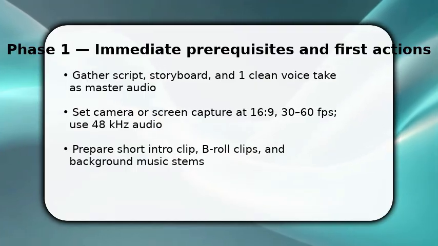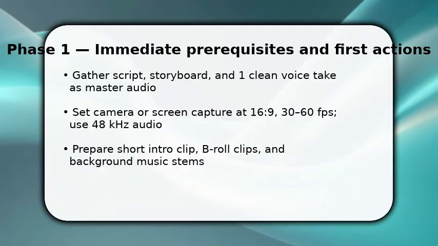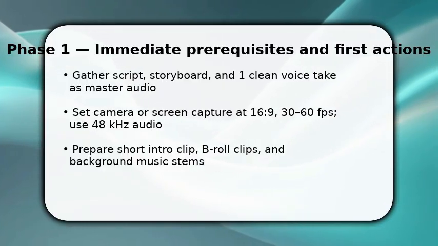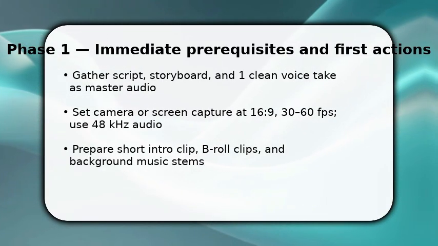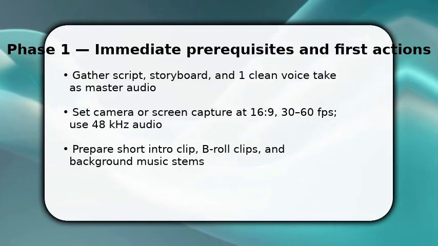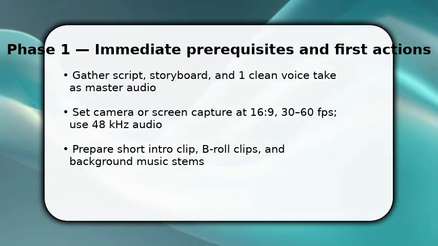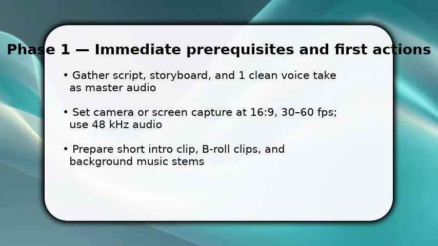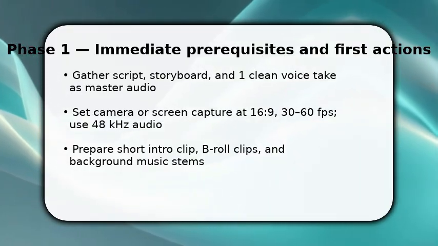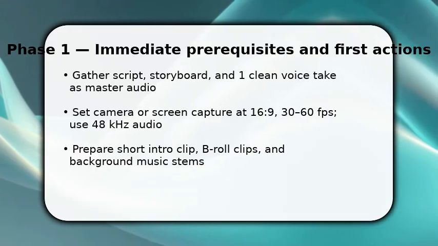You start by capturing what matters. Record your primary voice track first, then lock the picture. Once done, capture your screen or camera footage in 16:9 at 3060 fps and record audio at 48K HZ. Make sure to collect B-roll and a short intro clip so edits are flexible.